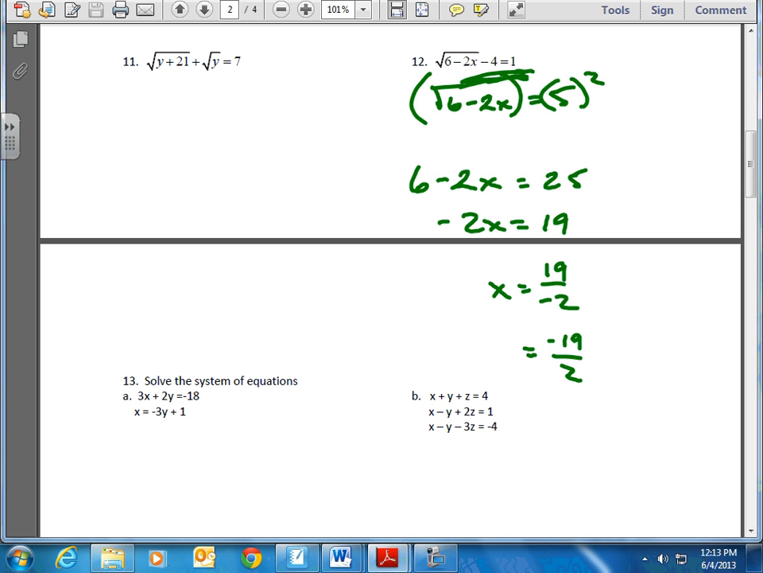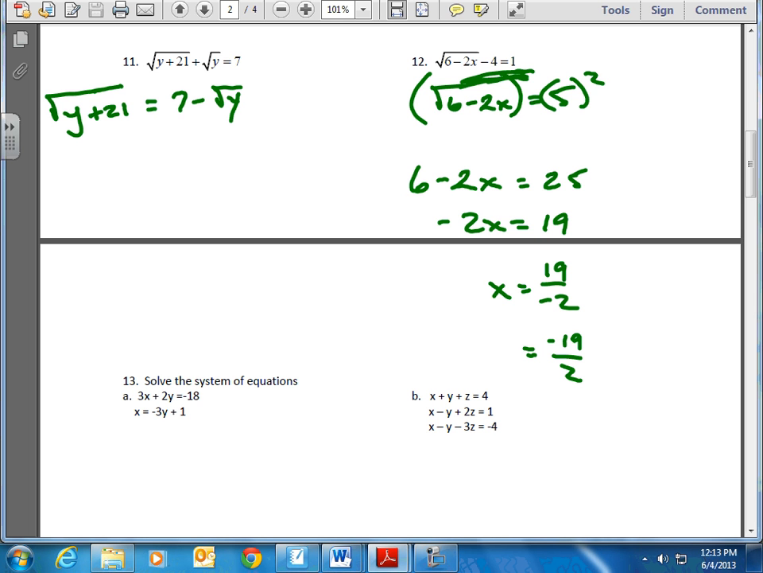Question 11. In order to solve an equation that has a radical in it, a square root symbol, I get the square root symbol by itself and then square both sides. Problem with question 11, I have two square root symbols. I can't get them both by themselves, so I have to pick. Get one of them by themselves. I'll leave the square root of y plus 21 alone on the left-hand side, and I'll move the square root of y to the right-hand side. Meaning I'll subtract square root of y from the right-hand side.